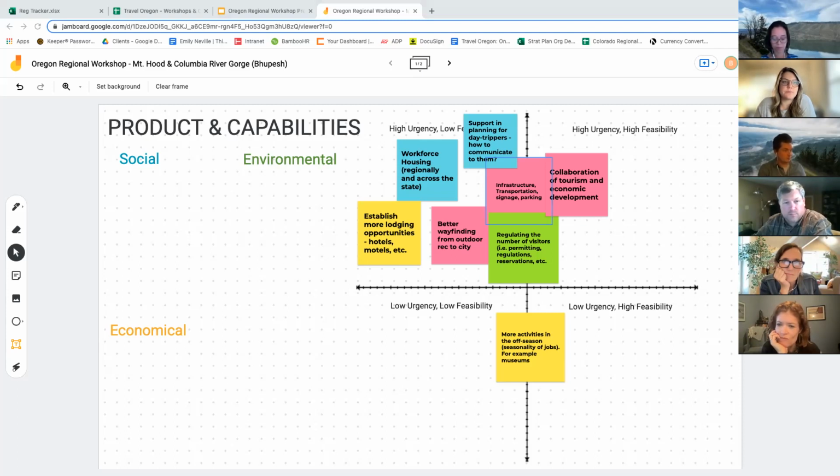I think one of the big factors was the infrastructure overall. Every conversation goes around infrastructure, and that's one thing that makes it challenging feasibility-wise. How do we really make it happen?